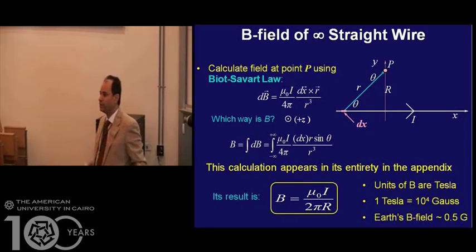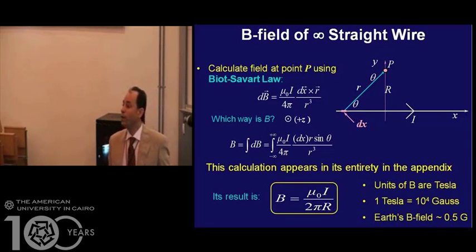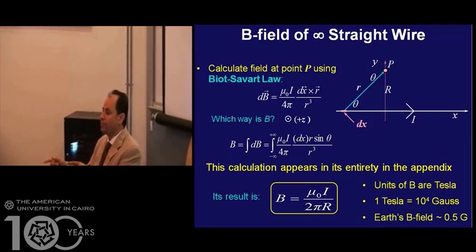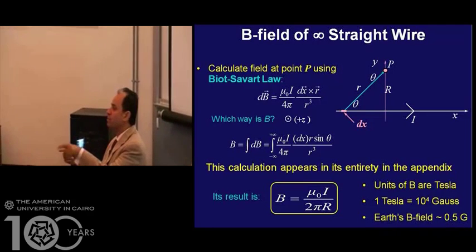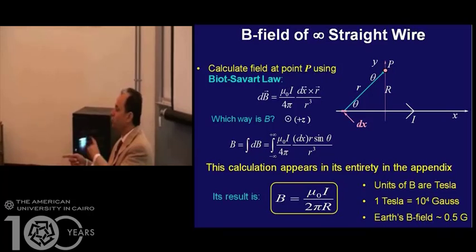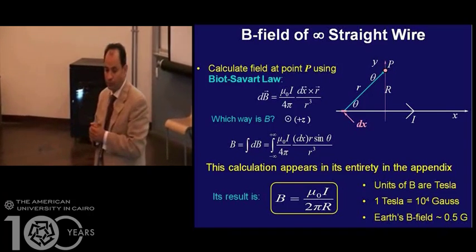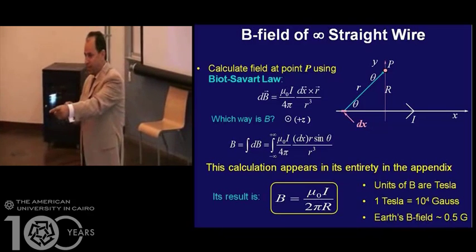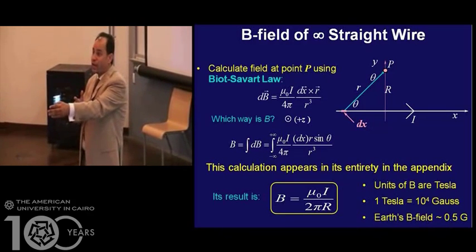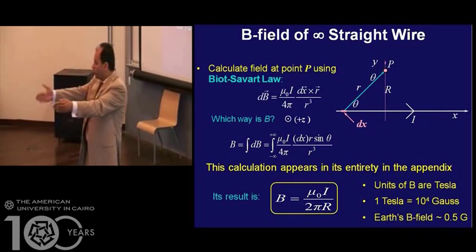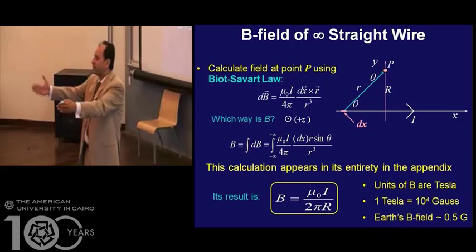What's going to happen to wire number 1? Amr is saying it will be attracted to wire number 2, and I'm asking him why. Because the same thing is going to happen again: wire number 2 will produce in here a magnetic field. What will be the direction of that magnetic field?